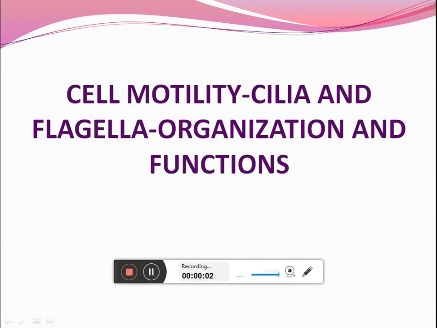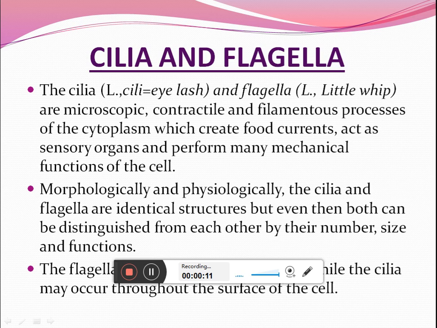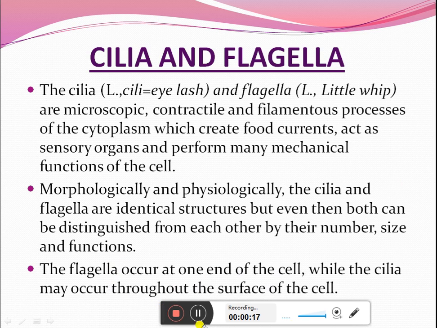Good morning once again. Our next topic is cell motility by cilia and flagella, their organization and functions. What are cilia and flagella? The cilia and flagella are microscopic, contractile and filamentous processes of the cytoplasm which create food currents, act as sensory organs and perform many mechanical functions of the cell.